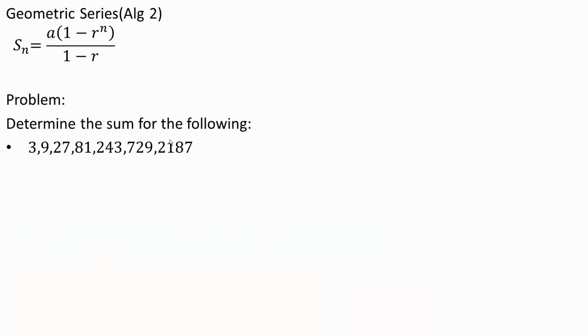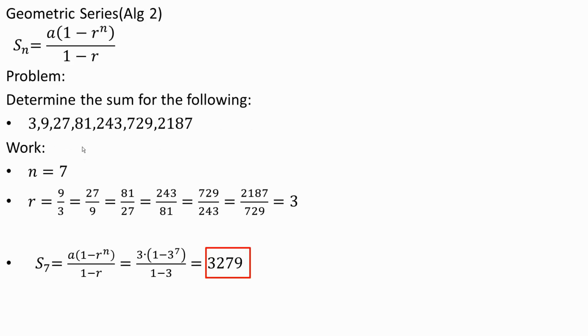Now let's do an actual problem. Determine the sum for the following. If you want to pause the video and attempt this problem, feel free. First, we need to count how many terms we have: 1, 2, 3, 4, 5, 6, 7. We have 7 terms. And we need to double check that the ratio of consecutive terms is a constant, just to verify that we are dealing with a geometric series. So 9 divided by 3 is 3, 27 divided by 9 is 3, 81 divided by 27 is 3, and so on. So each ratio is 3.